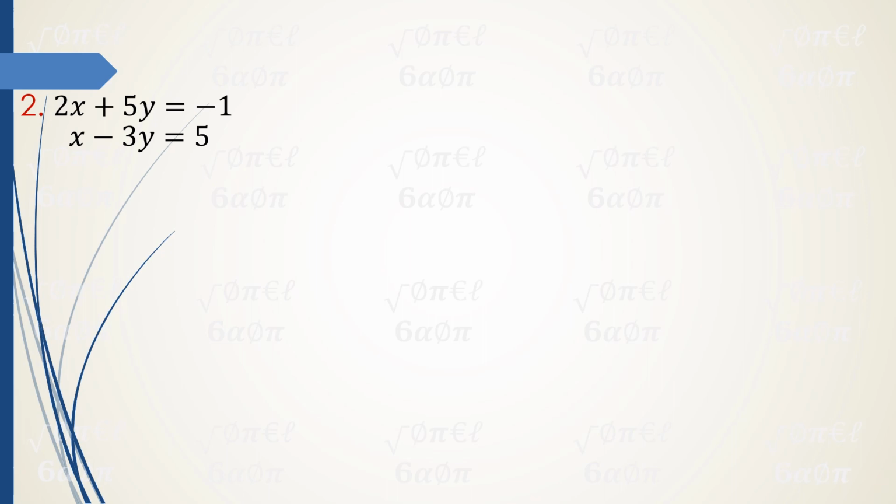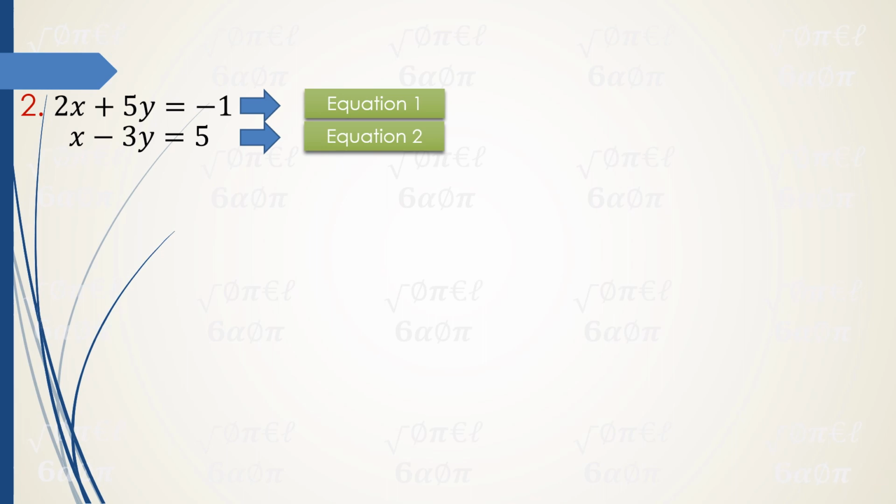Okay, number 2. 2x plus 5y equals negative 1. Let's consider it as equation 1. X minus 3y equals 5, of course, is equation 2. So, check nga natin dito sa ating equation. Opposite ba sila? So, hindi naman. Ito bang sa y ay opposite? So, hindi rin. Okay, so anong gagawin natin kung sakaling wala na tayong makitang opposite?